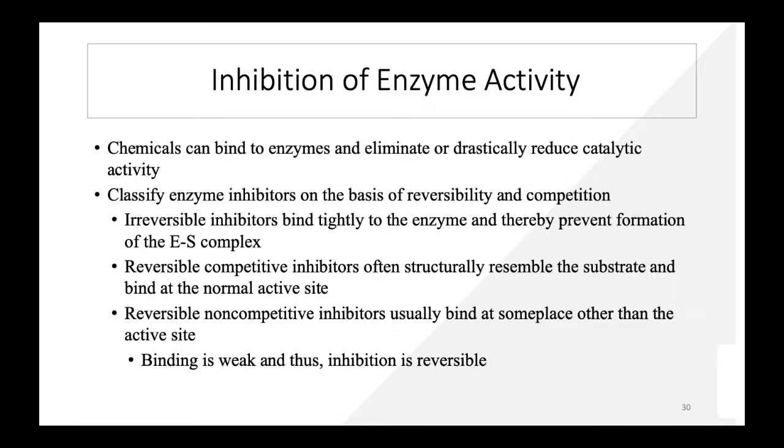Inhibition of enzyme activity is basically of three types: irreversible, reversible competitive, and reversible non-competitive. Irreversible inhibitors tightly bind to the enzyme and do not let the ES complex be made. Reversible competitive inhibitors resemble the substrate and bind to the normal active site. A reversible non-competitive inhibitor does not bind to the active site, but the inhibition is reversible.